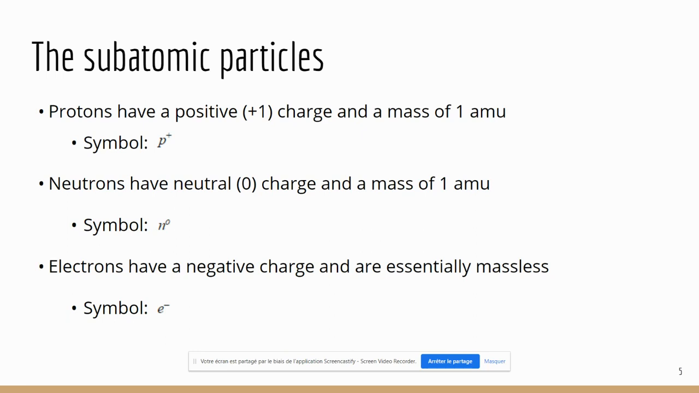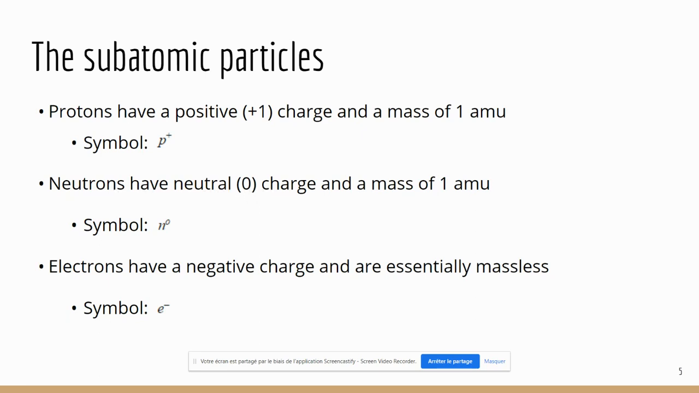We're going to be talking about the subatomic particles, as you may have already guessed, so we just need to do a quick review of them. Protons have a positive charge and a mass of 1 AMU. That stands for atomic mass unit. It is approximately 10 to the negative 27 kilograms. I could be wrong on that. I'll have to look that up later.